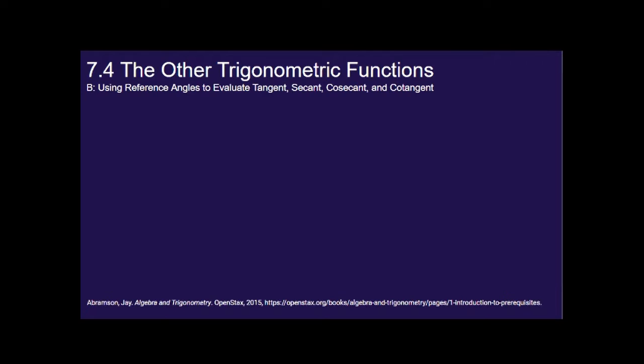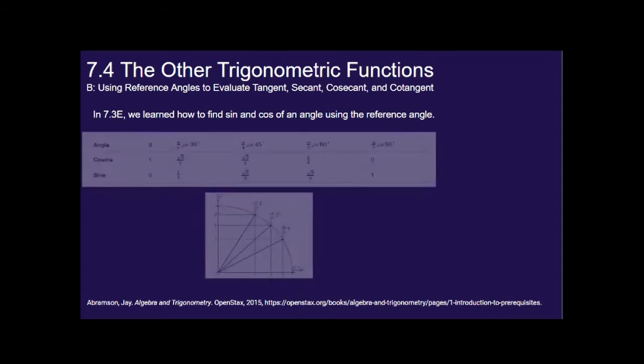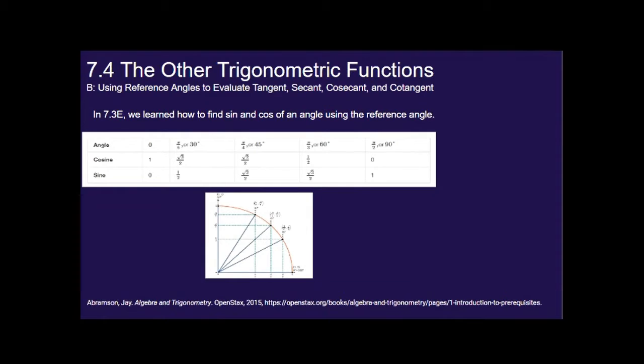So before we talk about that, we need to review some concepts that we learned previously. In 7.3e, we learned how to find sine and cosine of an angle using the reference angle. If you need to go back, there is a video that you can watch to review that. But real quick, by way of review, here are some of the graphs and charts that we used when we were talking about that.